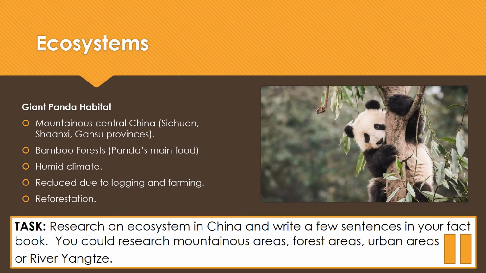So what I'd like you to do now is research an ecosystem in China using what you found out about the climate as a bit of a guide and write a few sentences about this. So you could pick one of the desert areas, a mountainous area, some of the more foresty, subtropical areas to find out about the ecosystems that you find there.